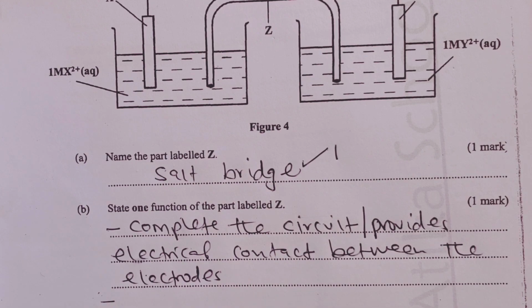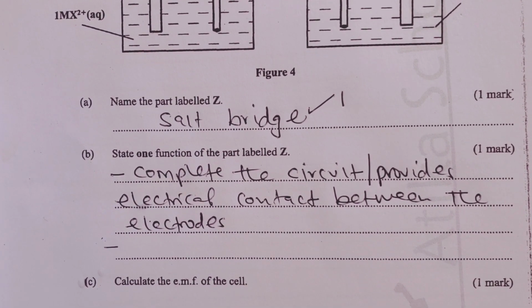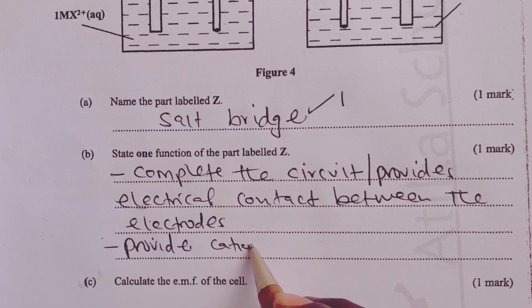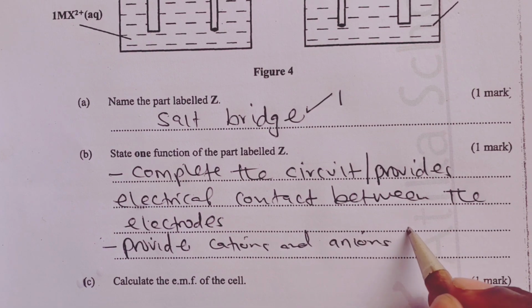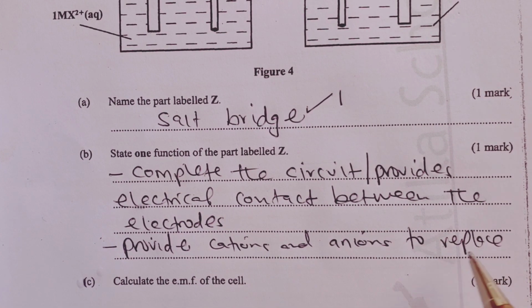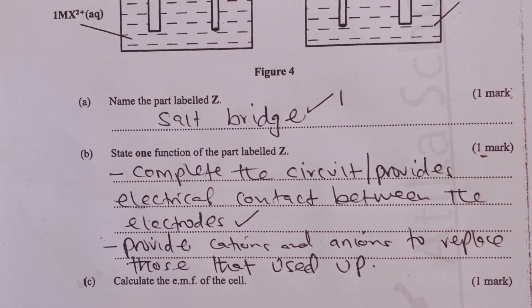Second function of a salt bridge, though we are asked to just name one, is to provide cations and anions to replace those that are used up. So, for this part, a candidate was just asked to state one function. You can choose between those two for the mark here.